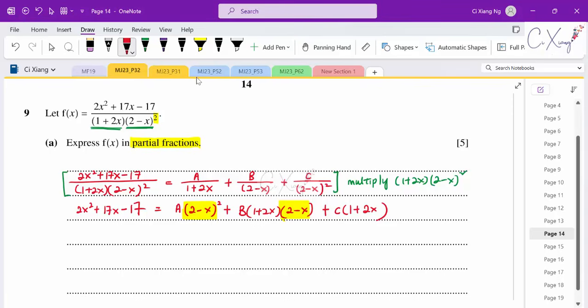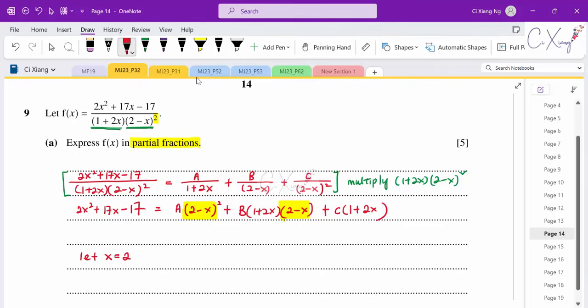How can I make this bracket become 0? If I want to make this bracket become 0, I will let x equals 2. That means if I substitute x equals 2 here, this bracket becomes 0, this bracket also becomes 0, then very easily I can find out the value for c. Okay, substitute 2 into the whole equation here.